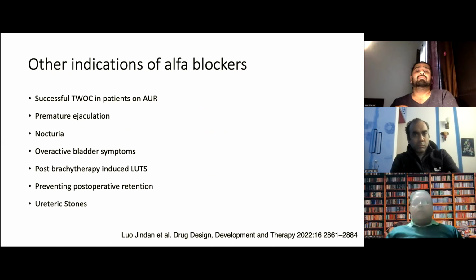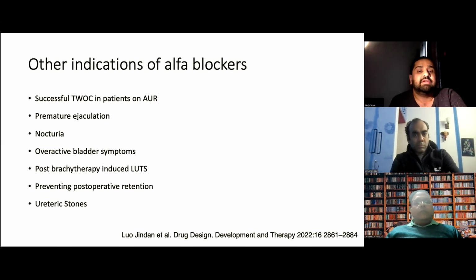Apart from BPH, the other conditions in which we give alpha blockers are patients with any events related to LUTS. So in patients with acute urinary retention, in successful TWOC, alpha blockers have a role. Also in premature ejaculation, nocturia, overactive bladder symptoms, post-brachytherapy, preventing post-operative infections, and urinary stones.